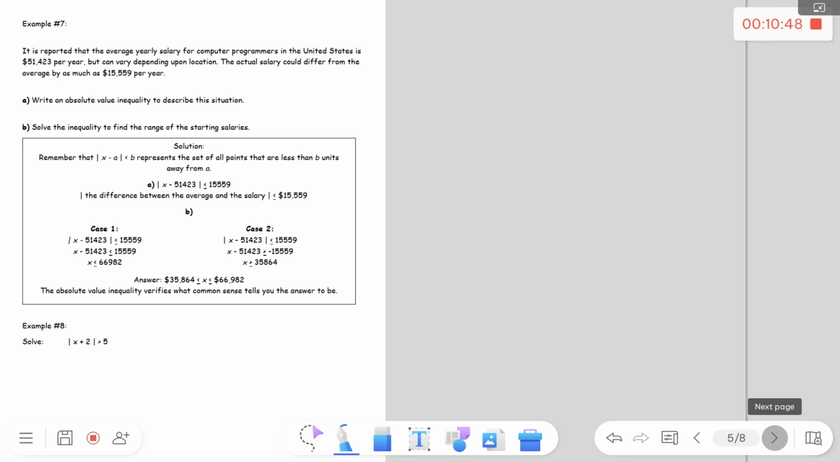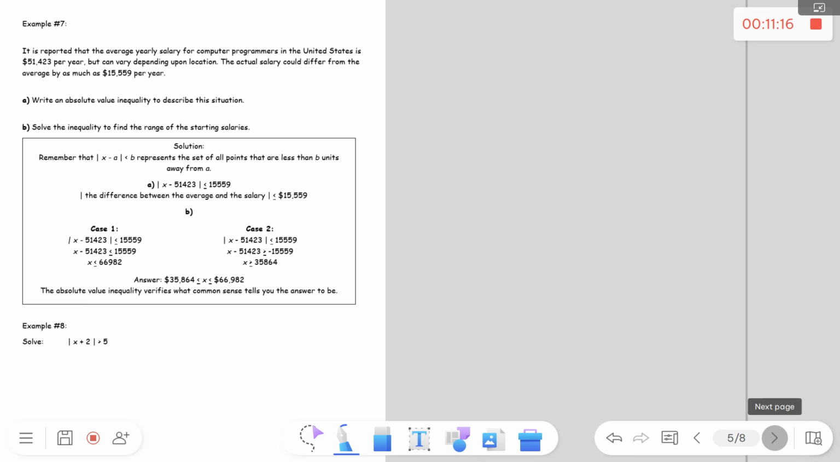Well, you can see right here, it's going to be the absolute value of x minus a is less than b. And that means it's the x, whatever they're making, minus the average salary of $51,423 has to be less than or equal to $15,559. Why? Because if the average salary is $51,423, you want to find the difference between their amount and the average amount. And once you find the difference between that amount, that number should fall somewhere in the absolute value of that below $15,559.